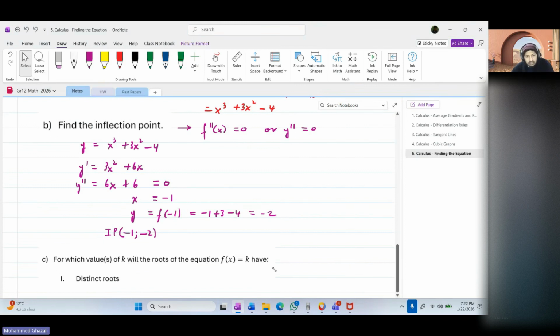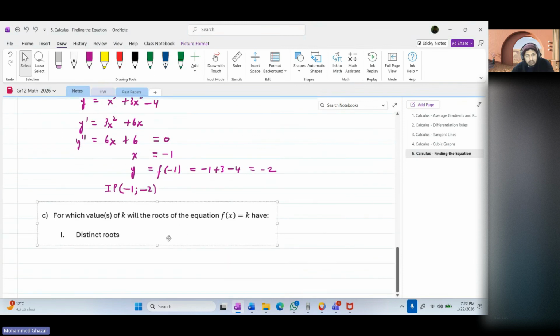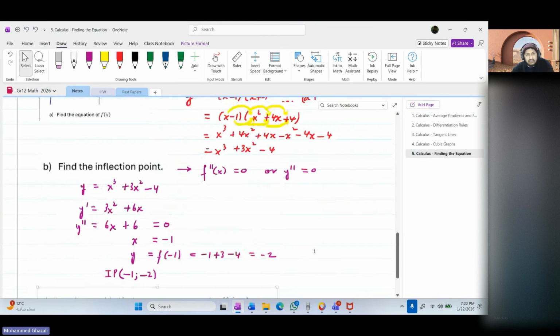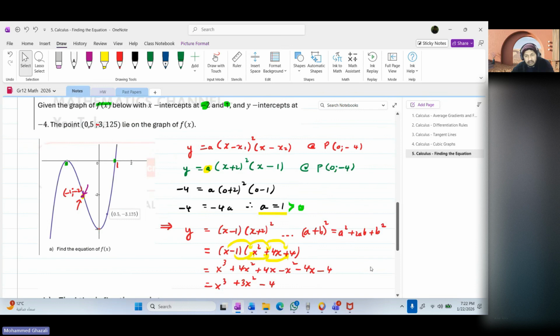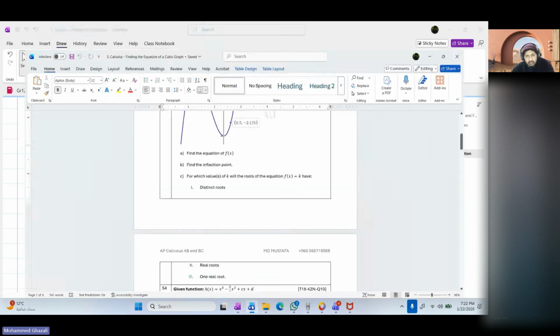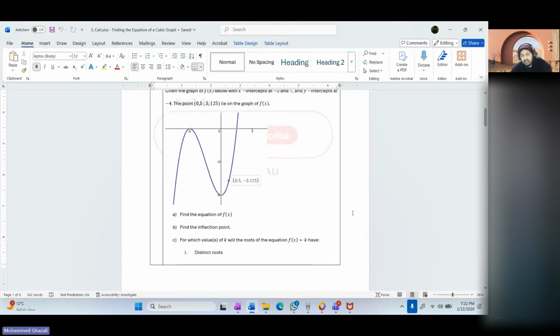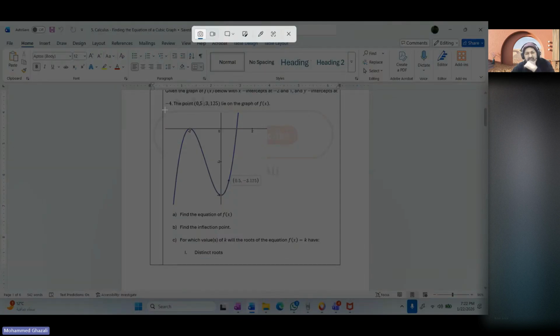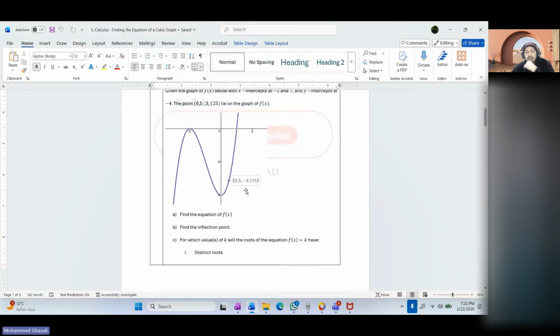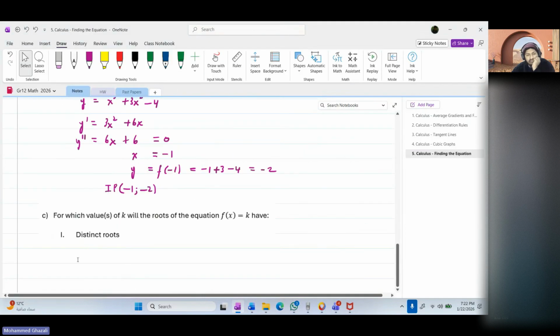Part C, for which values of k will the equation have distinct roots? I like this question because you need to draw horizontal lines to check how many times it's cutting, right? And why did they give this point here? Oh yeah, we want to find the equation of the tangent line at that point. That's the reason why that point was given. I'm going to add that question in.